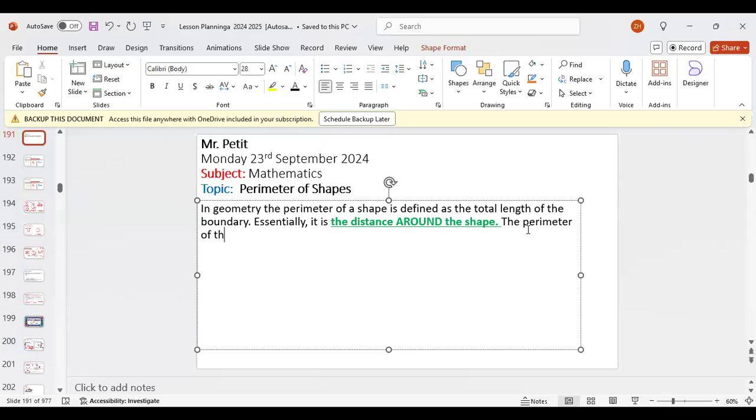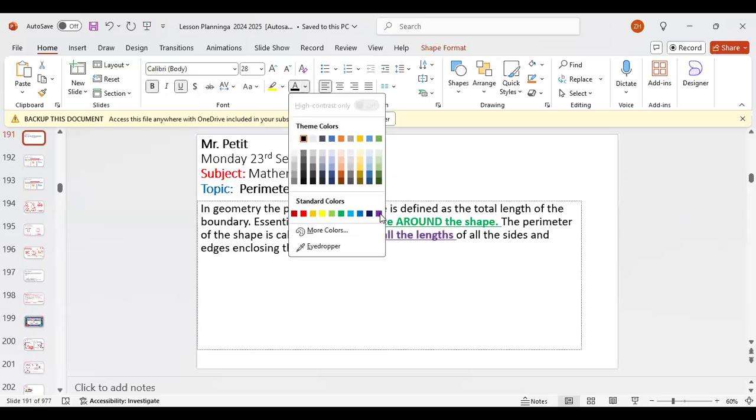So the perimeter of the shape is calculated, that's probably a better word, calculated by adding all the lengths of all the sides and edges enclosing the shape. So we get the perimeter by adding all of the lengths together. That's how we get the perimeter, by adding up all of the lengths.